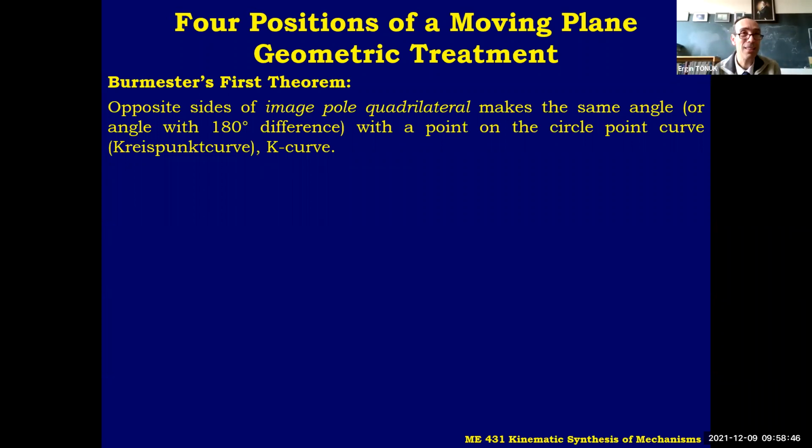Now, things are getting trickier. We have 4 positions. Some things are moving. Some things, as we will see, are fixed, etc. So is the discussion on the circle point curve clear?